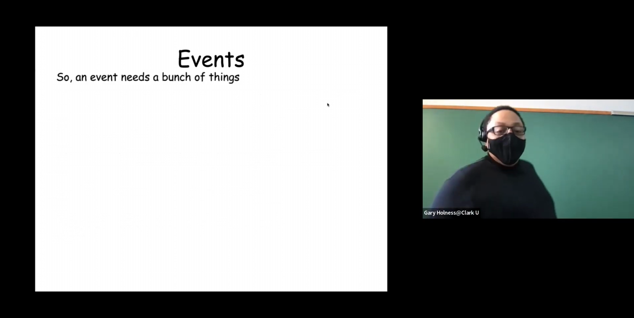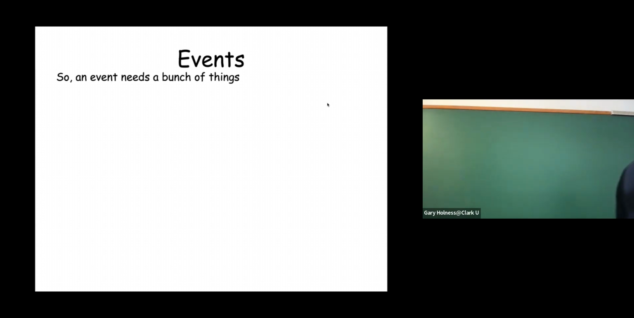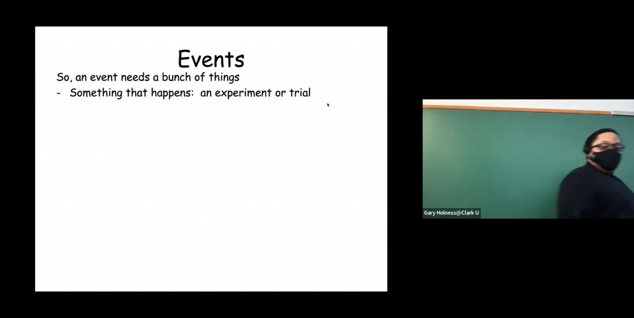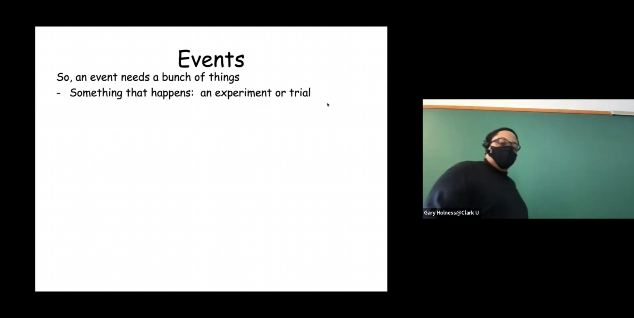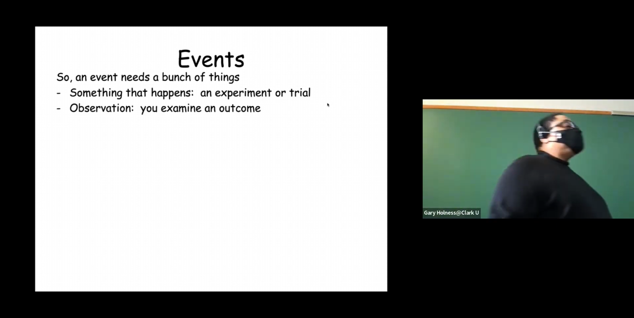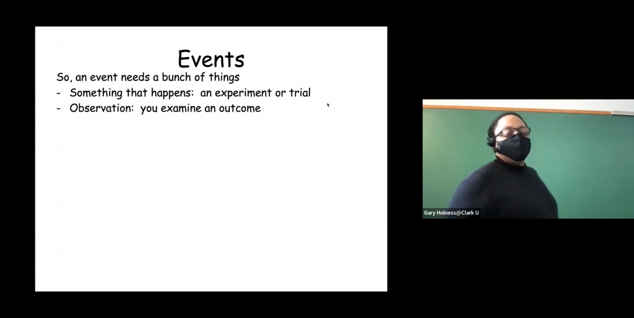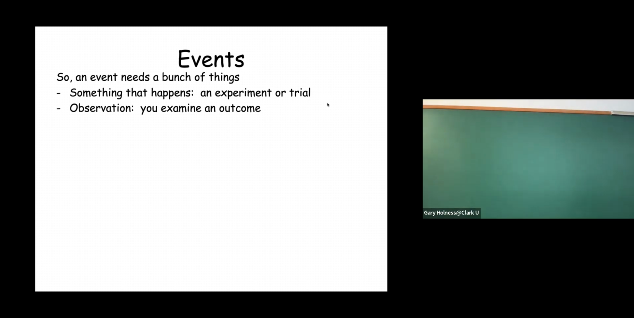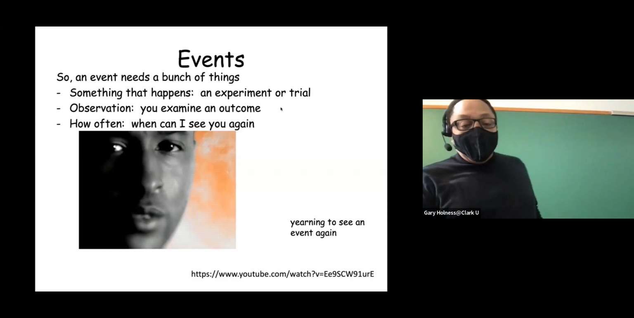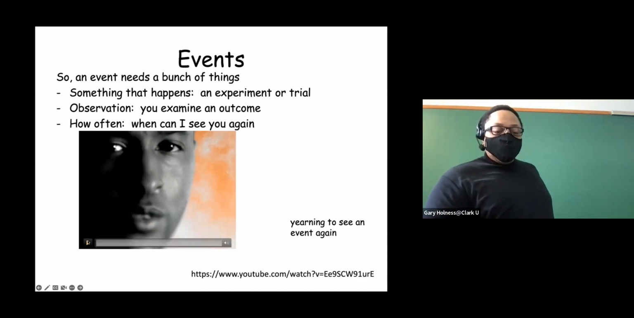And so an event needs a number of ingredients. We need something to happen. More formally, this is called an experiment or a trial. We need an observation to be able to examine an outcome. And the important part, which alludes to what you were talking about when you said equiprobable outcomes, we need this idea of when can I see you again?